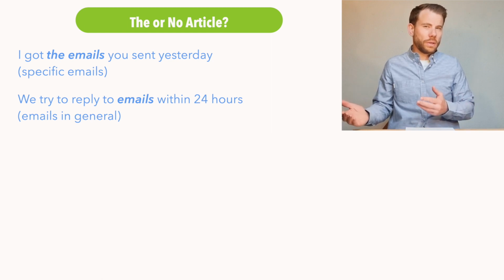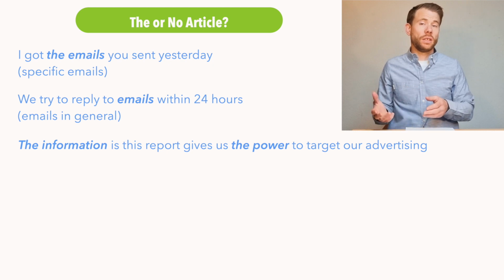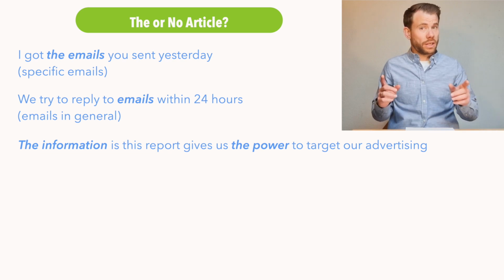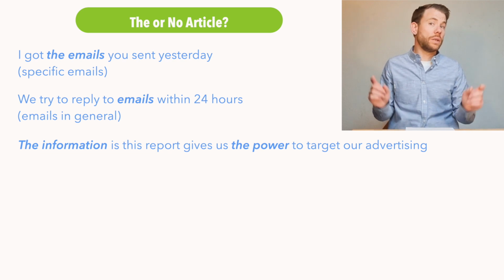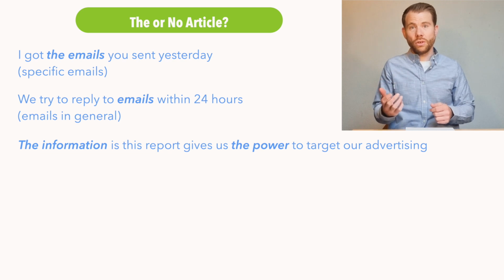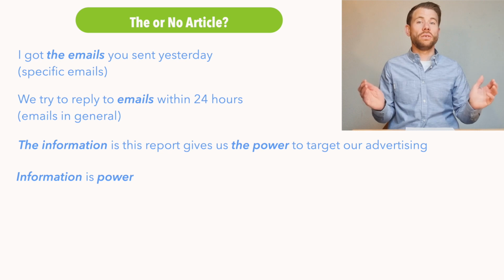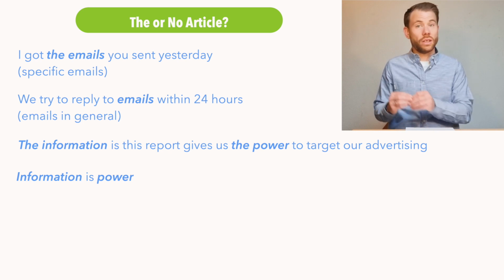Some other examples where we see common mistakes could be: the information in this report gives us the power to target our advertising. So we're being specific. We're defining information and power. Two uncountable nouns, but we need definite articles here. Compare this to: information is power. This is a general statement, a general declaration, something which is generally true. Here we're speaking generally, so we don't need the definite article.